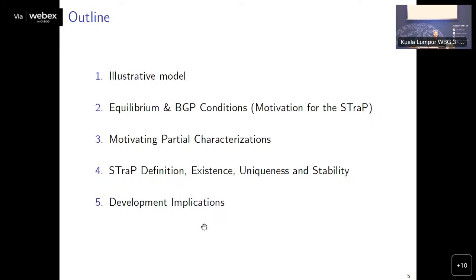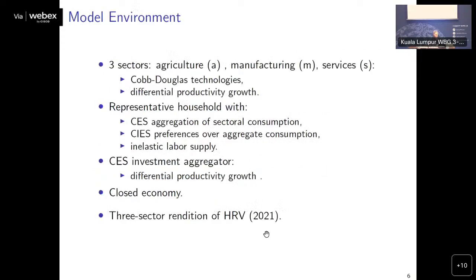And I want to spend most of the time actually on these development implications. But getting to this requires a little bit more understanding. Okay. So there's three sectors, just like yesterday: agriculture, manufacturing, and services. They're going to be Cobb-Douglas technologies with exactly the same exponent parameter.